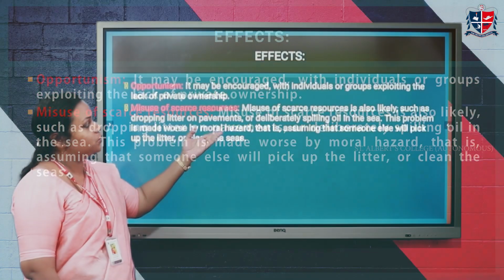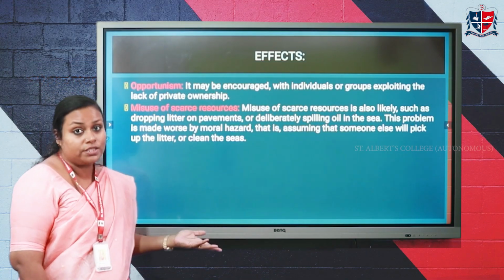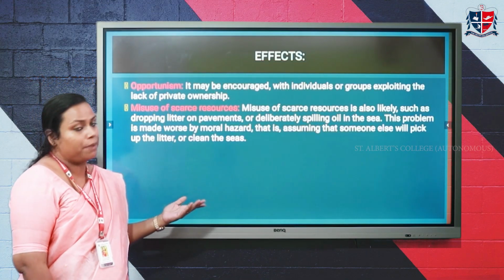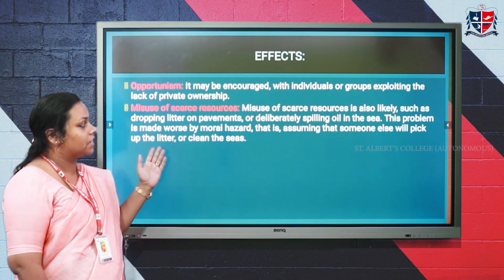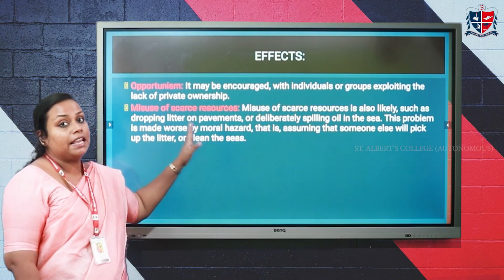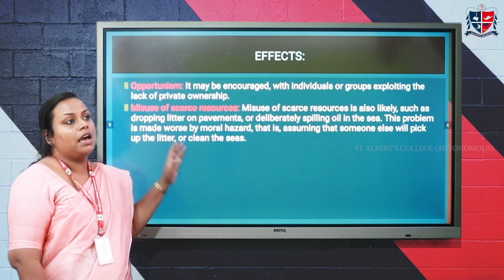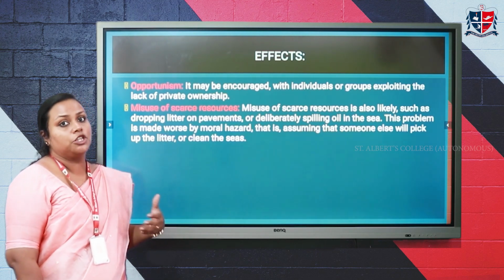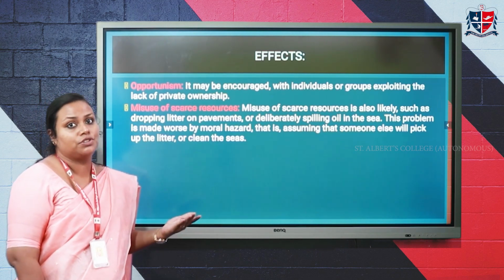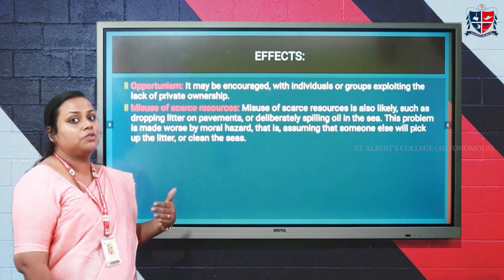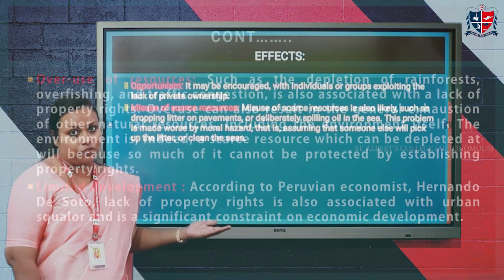So let's see what opportunism is. It may be encouraged, with individuals or groups exploiting the resources which are available to them. The second is misuse of scarce resources, and it is mainly affected by moral hazard. People won't think that it is their responsibility to conserve or preserve the resources, but at the same time they will think that it is the responsibility of other people.